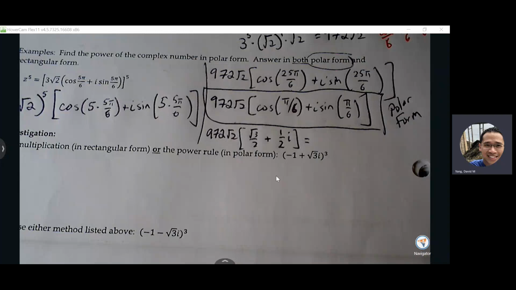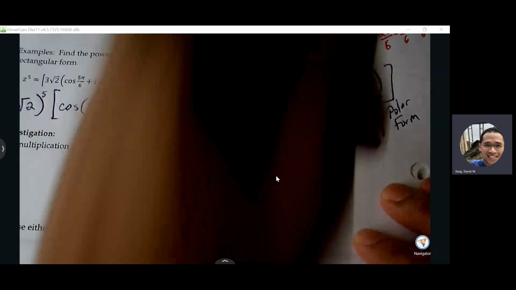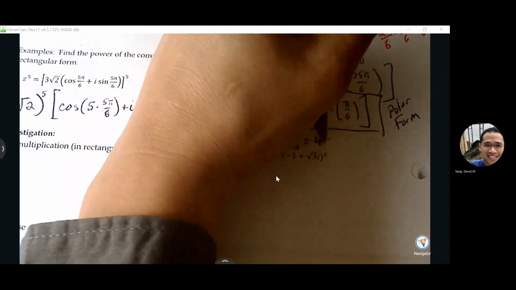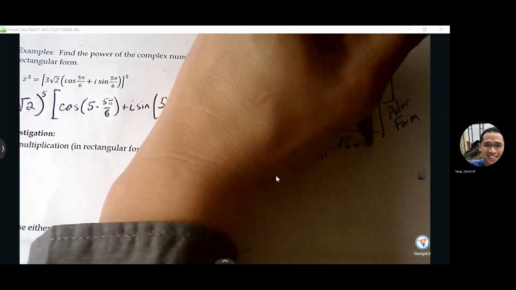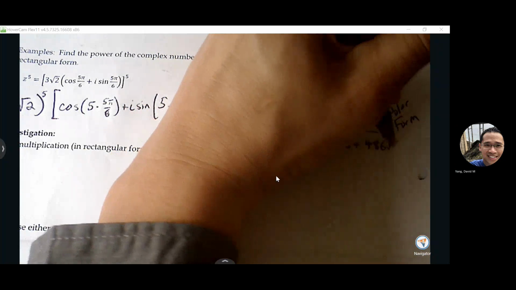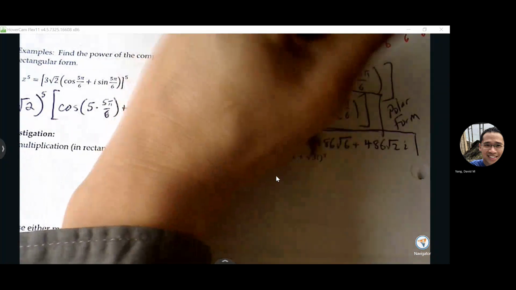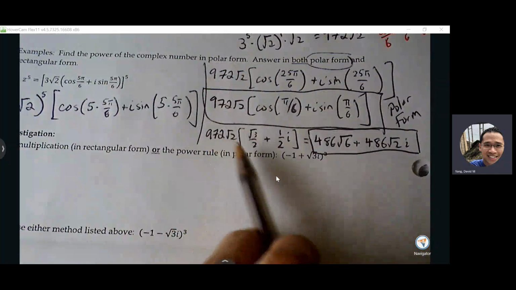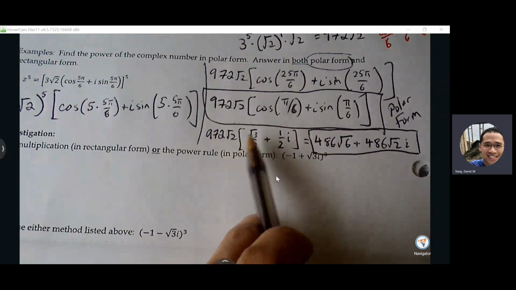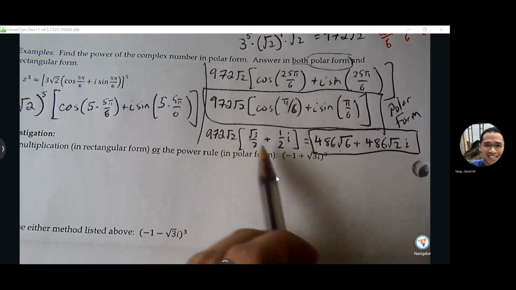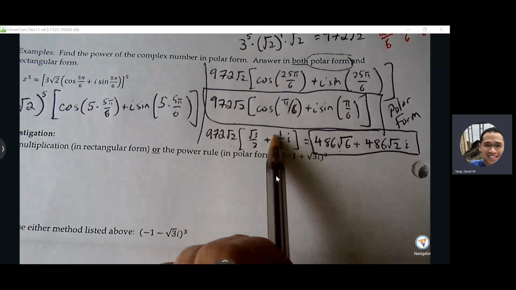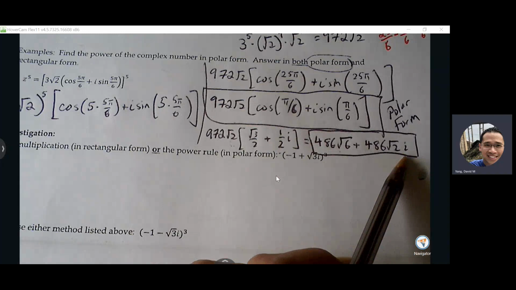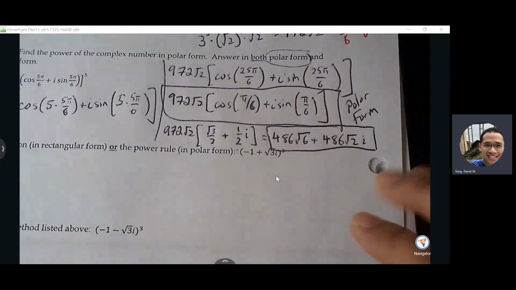Okay, multiply this through. Again, these numbers feel a little large, but now we're just going to copy this down. 972 over 2 is 486. Root 2 times root 3 is root 6. 972 over 2 is 486. The root 2 stays with the second term here, and then attach the i. So this is our rectangular form.